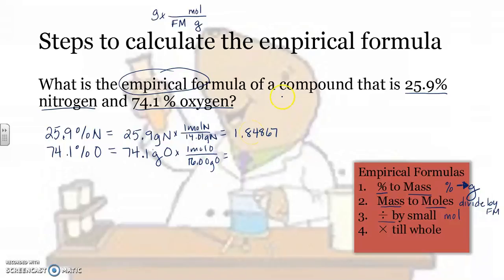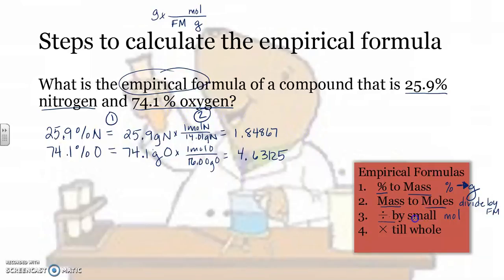All right, so 25.9 divided by 14.01 gives us 1.8487, and that's fine. It doesn't matter how many significant figures you keep because we're going to keep going, so don't worry about that. Just keep a bunch of numbers. All right, and then 74.1 divided by 16 gives us 4.63125. Okay, step 2 is done, right? This was step 1. This is step 2.